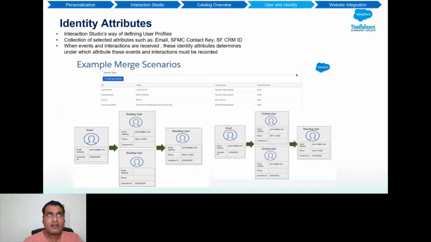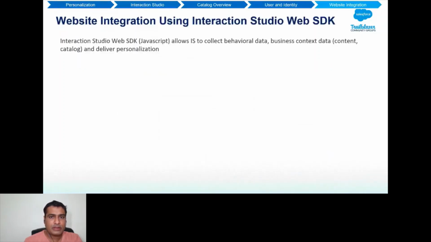Now, I think I covered everything related to how you need to build your data model, catalogs. I will just touch upon how you collect the data. So you, as an implementation guy for Interaction Studio, will want to integrate your Interaction Studio web SDK on your website, and we call it beacon. Manisha will be walking us through how you can install that beacon.